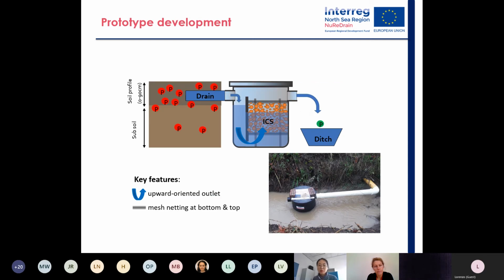We designed the prototype with a similar principle. It is installed at the end of the individual drainage pipe. Water enters from the left and goes right at the bottom. Then it reacts with filter material and goes out to the ditch. 2 important features were kept: the upward oriented outlet and mesh netting at the bottom and top to stop the sediment. The photo shows the prototype installed in the field.